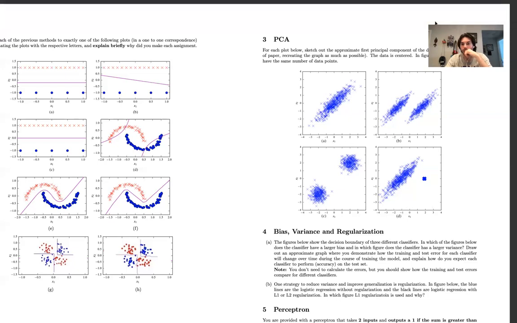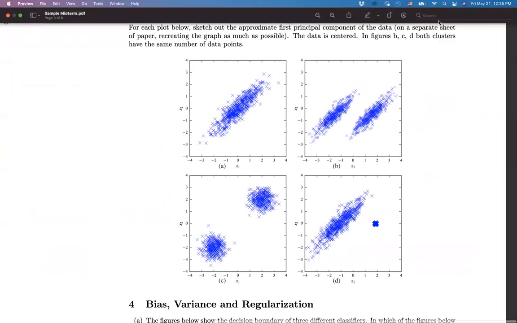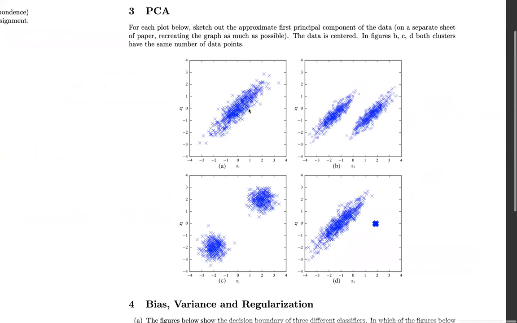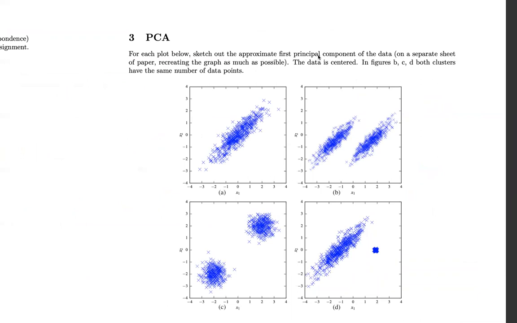All right, moving on. So this is question 3 here. It's saying, sketch out the approximate first principal component of the data, as much as the data is centered. The other thing they mention that's worth noting is that on B, C, and D, the clusters are equivalent in terms of distance.